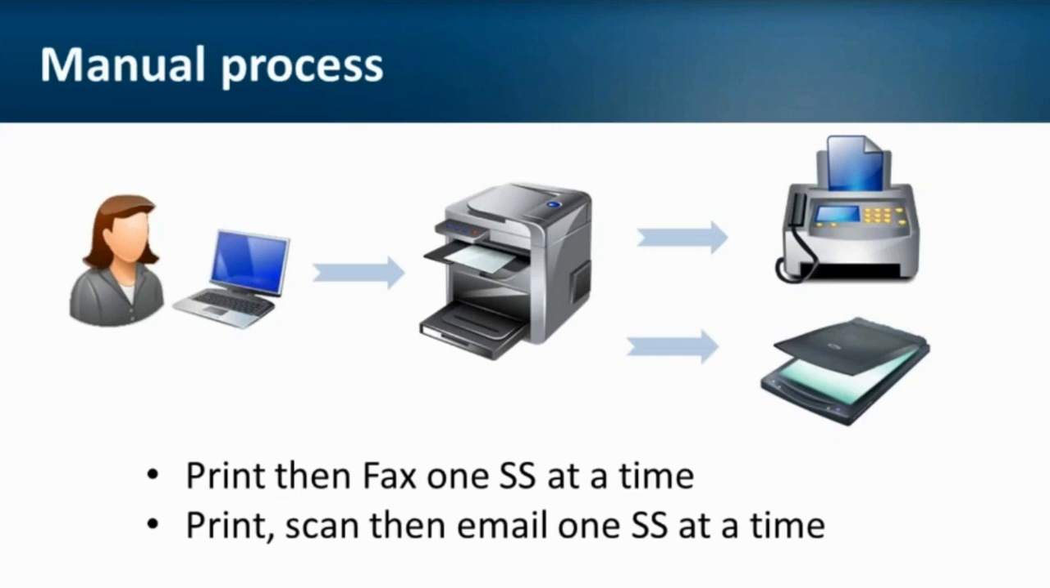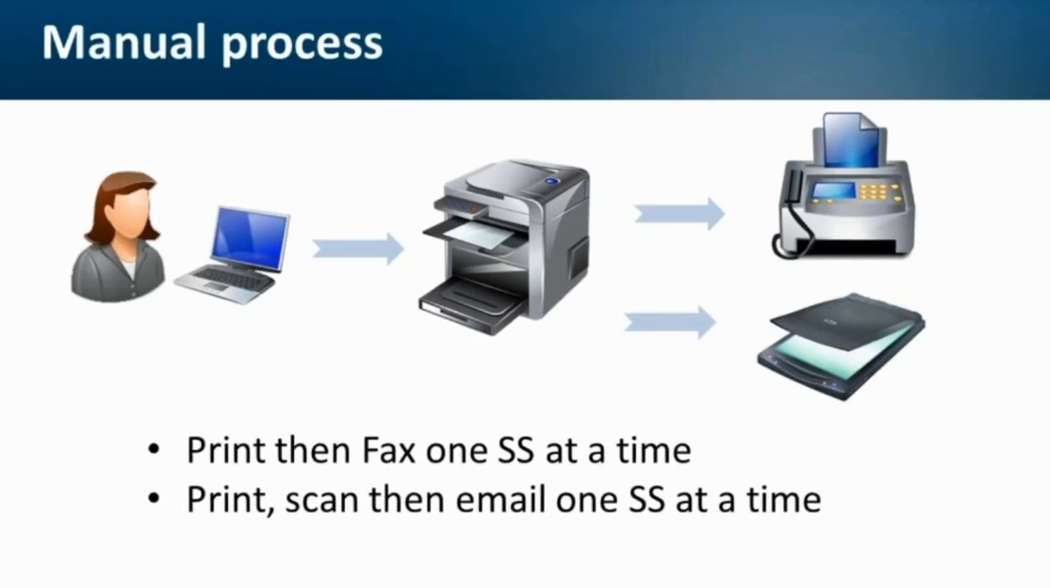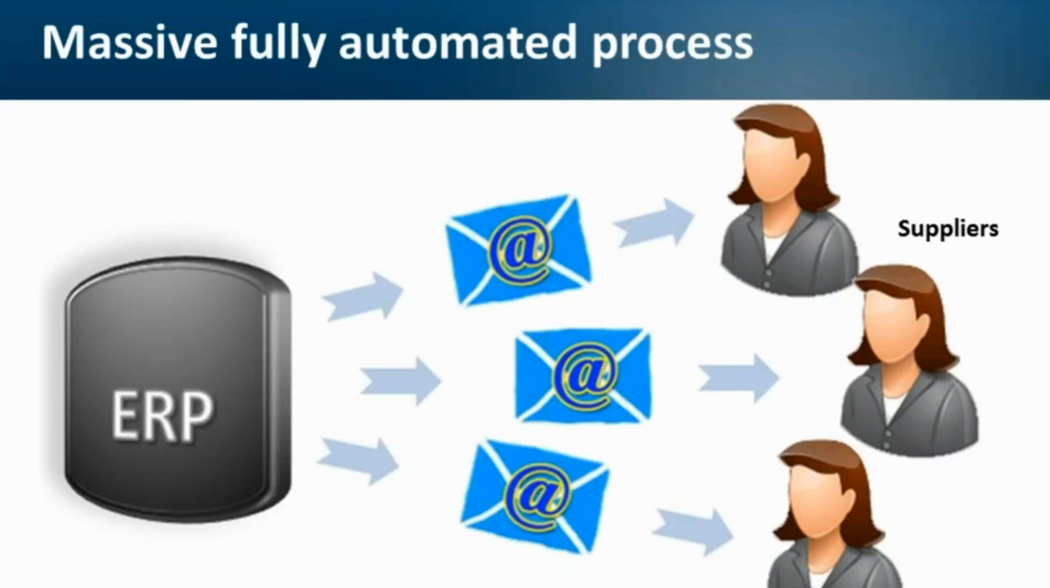So in manual process, as I mentioned earlier, you do it one by one, and somebody physically will need to print it off and then process and send it over. Whereas with the automated process, the ERP system itself generates and sends emails to suppliers with the latest supplier schedule releases, right? So no people involved in transmission.